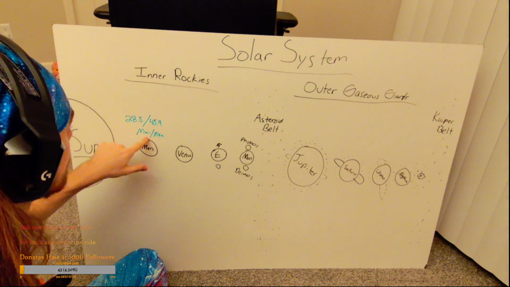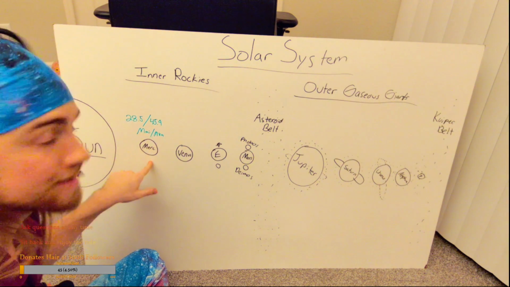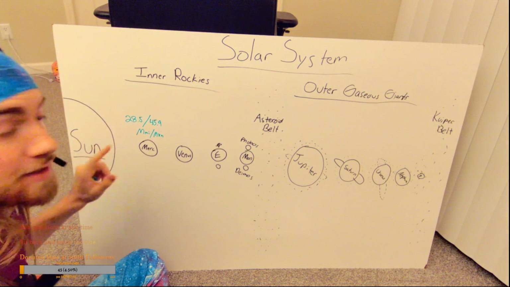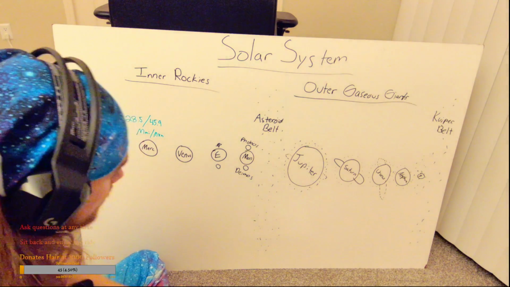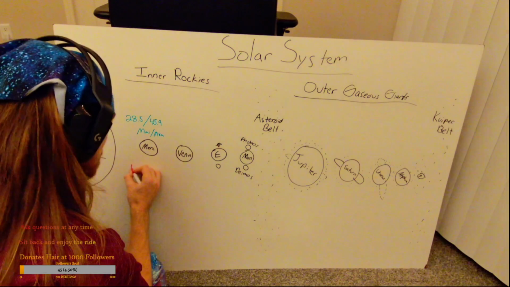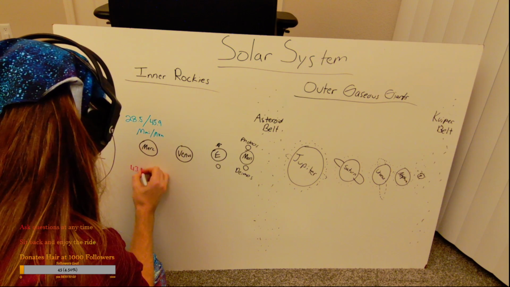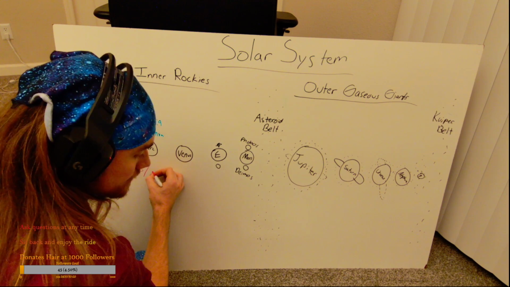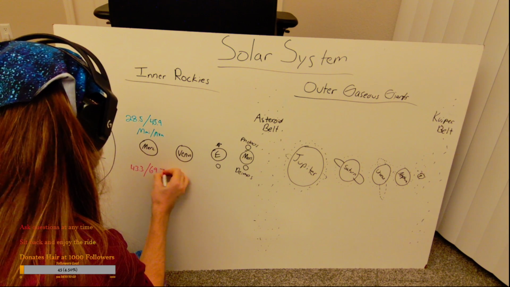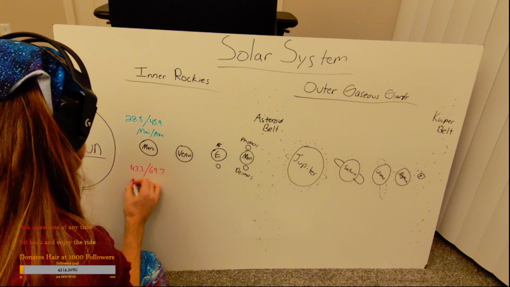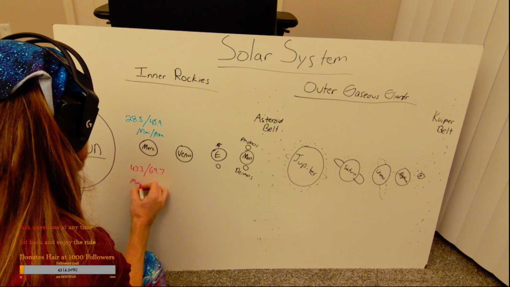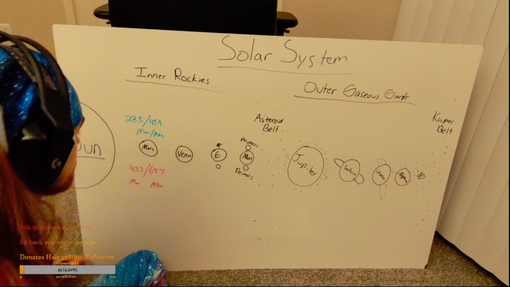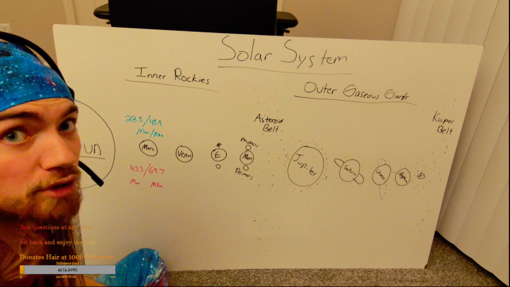28.5 million miles away from the sun at its closest, or if you prefer, 45.9 million kilometers from the sun. And at its furthest, it will be 43.3 or 69.7 in mega miles or million miles or mega kilometers. Million kilometers. Pretty far.